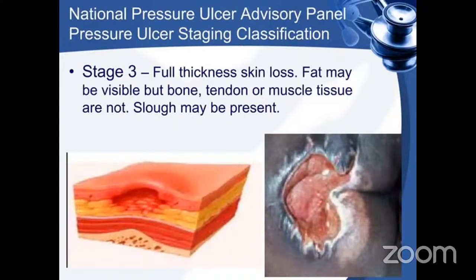Here is stage 3, the full thickness skin loss. The superficial epidermis and the dermal layer are both lost. The fat may be visible. Here we can see the fat is visible, but the bone, tendon, and muscle tissues are not. And maybe there will be slough present.